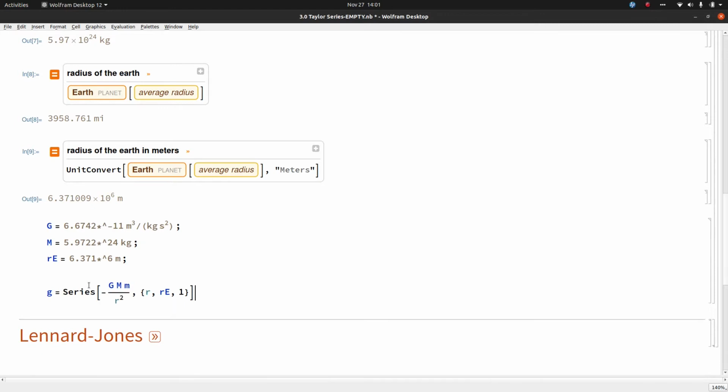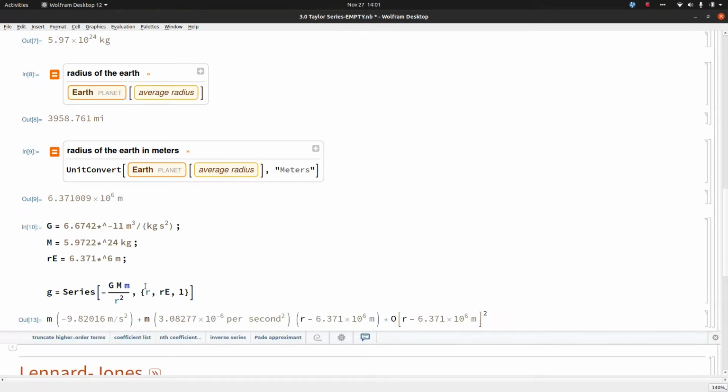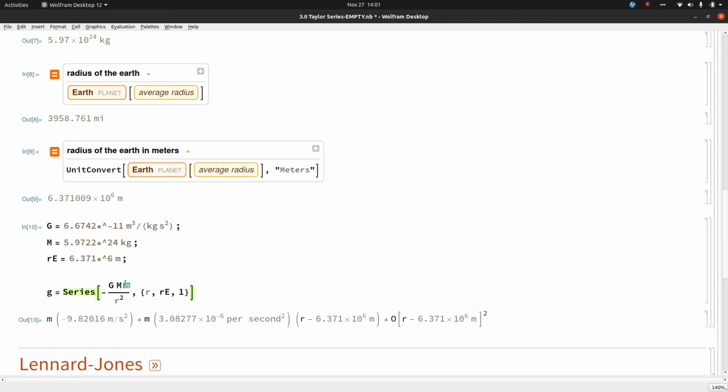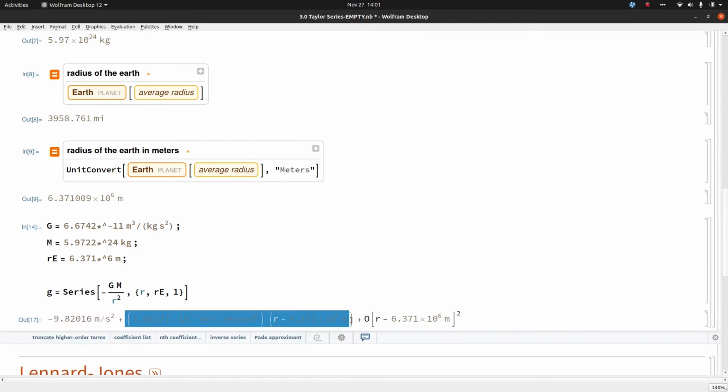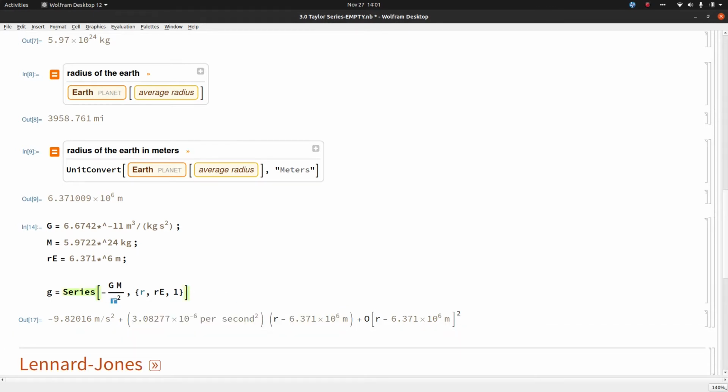G is going to be equal to the series expansion of these values approximated near the radius of the Earth, and we'll go out to second order or to first order. If I plug that in, you can see... Let's do the acceleration of gravity rather than the force, so I don't have to worry about making up a mass there. And you can see you get your familiar 9.8 meters per second squared, and you also get a first order correction. If you want to, so r is the distance from the center of the Earth.